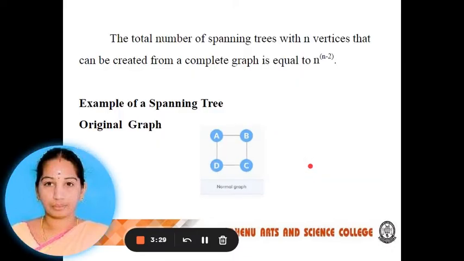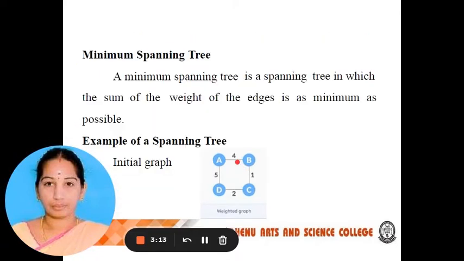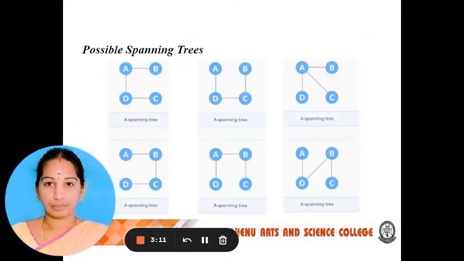If we need to calculate the number of spanning trees, we use the formula n to the power of n minus 2. For example, this is the original graph, where A, B, D, C are vertices and the lines are edges, and these are all the possibilities to form a spanning tree.